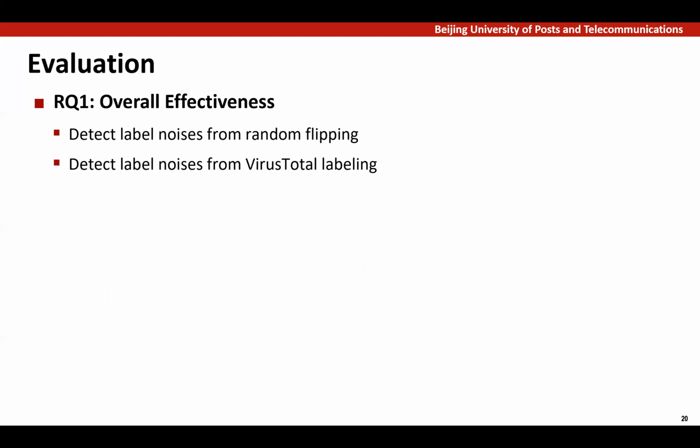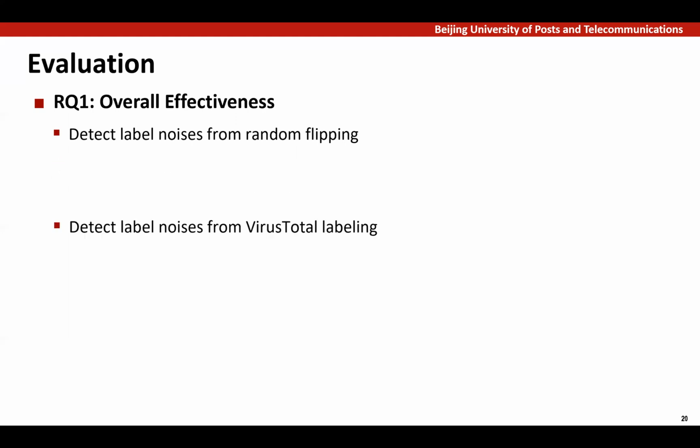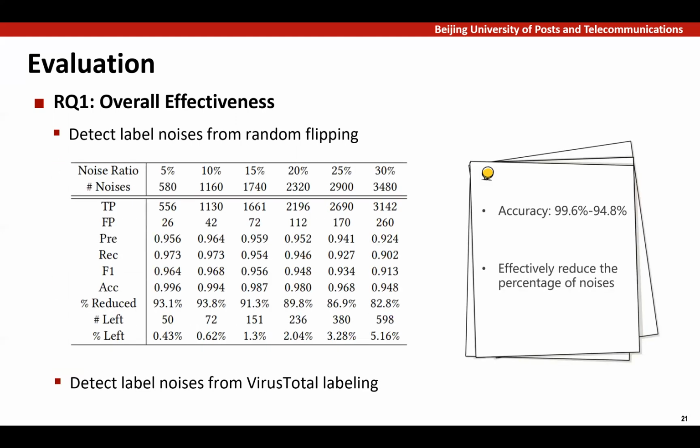We first evaluate MalWhiteout's overall effectiveness. We evaluate on two kinds of label noises, respectively. First, we evaluate how well MalWhiteout detects label noises from random flipping at various noise ratios. We can see as the noise ratio varies from 5% to 30%, MalWhiteout achieved high accuracy and F1. The percentage of noisy labels in the dataset is significantly reduced.